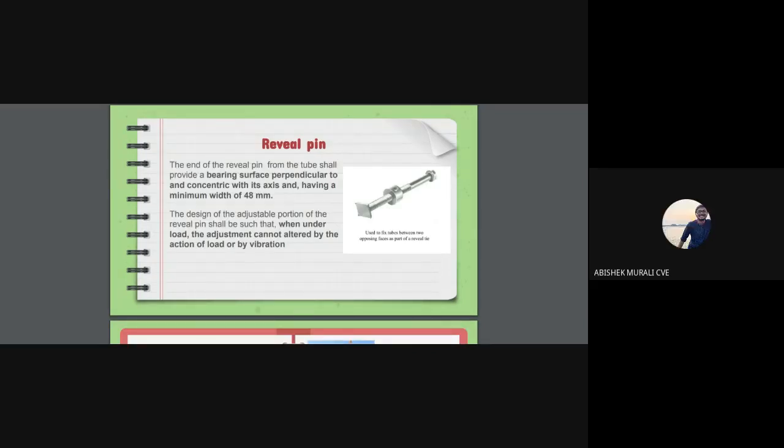Drivel pin is an adjustable clamp that is fixed horizontally across an opening in the wall, and it's used to hold the scaffolding against the wall. The bearing surface at the end of the drivel pin should be a minimum width of 48 millimeters. The adjustable portion of the drivel pin should be designed in such a manner that when a load acts, the adjustment will not be altered, even by vibration.